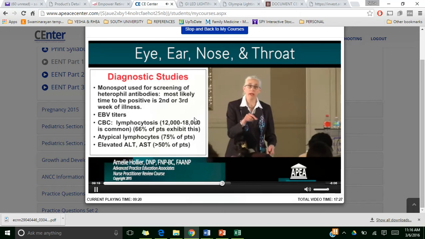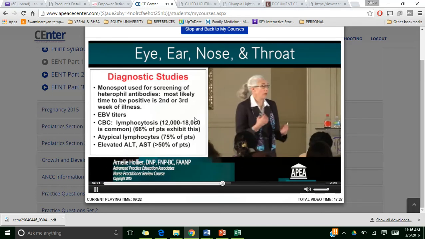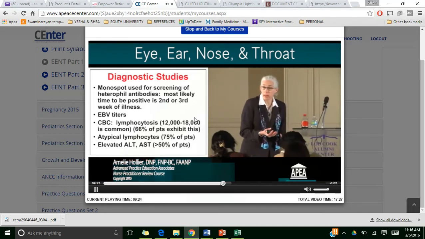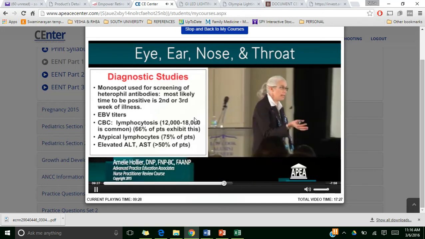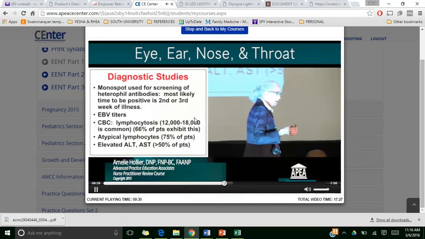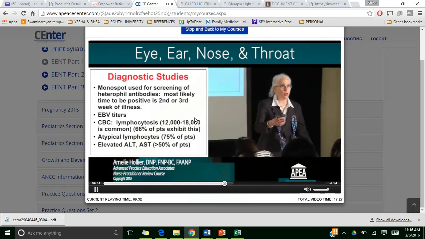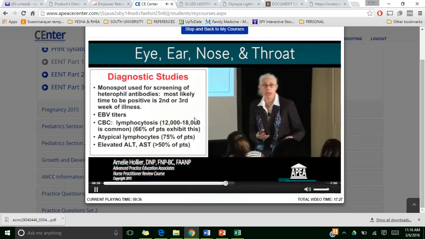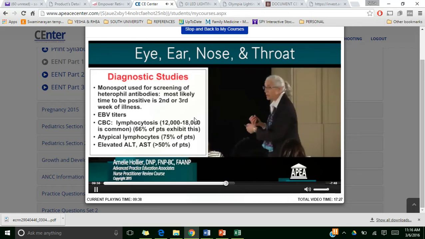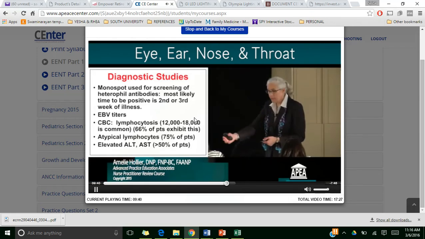So again, monospot is used to detect the presence of heterophile antibodies. It is far less expensive than an Epstein-Barr virus titer, which can cost you $200 to $400 depending on who does the test. In addition to a positive monospot, if you get a CBC in this patient, you will see a predominance of lymphocytes.